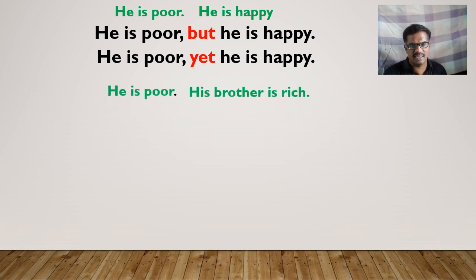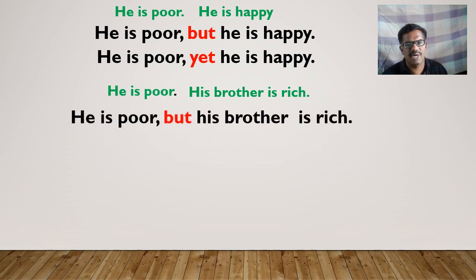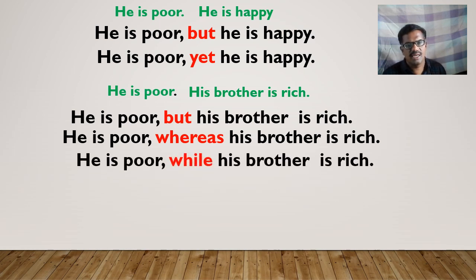Here is another set of examples. He is poor, his brother is rich. Here we have the relationship of contrast, but the subjects are different. Then how can we join these two sentences? He is poor, but his brother is rich. Here but is used. He is poor, whereas his brother is rich. Here whereas is used. He is poor while his brother is rich.